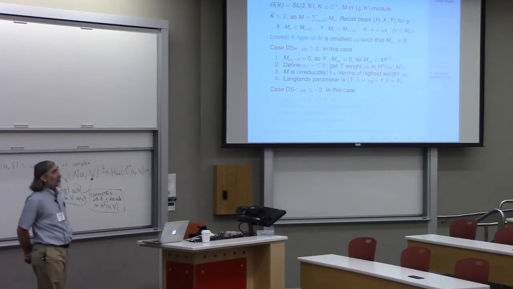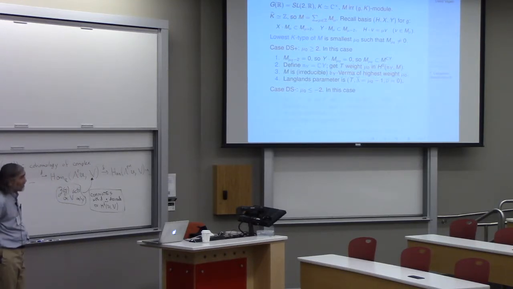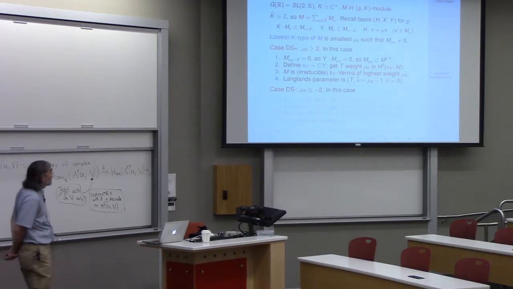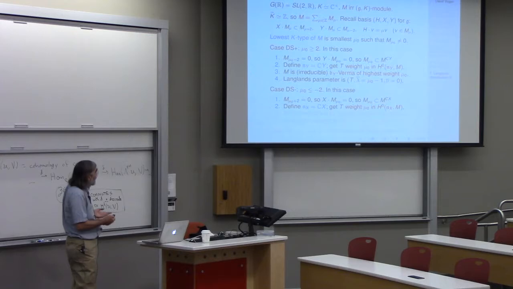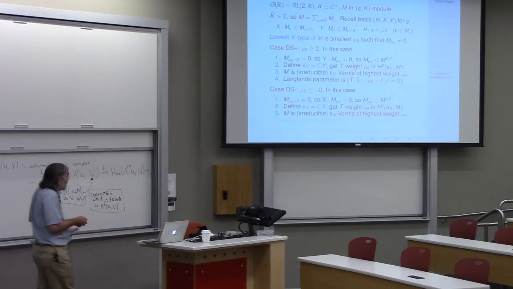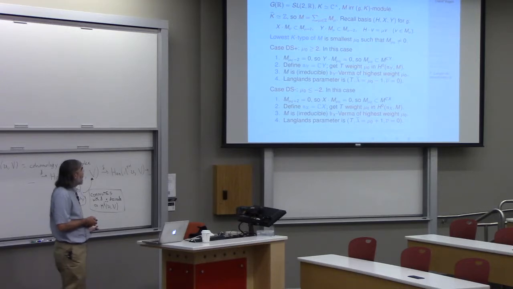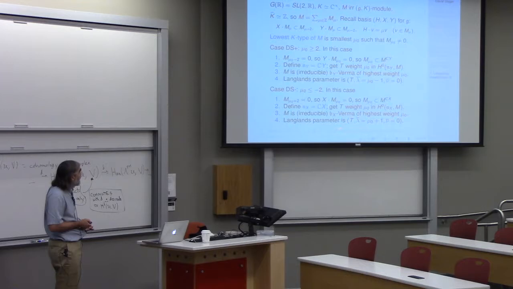If the lowest K type is less than or equal to minus two, things are exactly the same. You get a highest weight module, a Verma module of highest weight mu naught. The Langlands parameter is the same T.